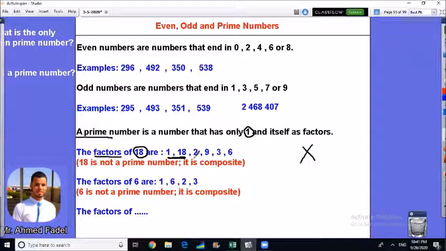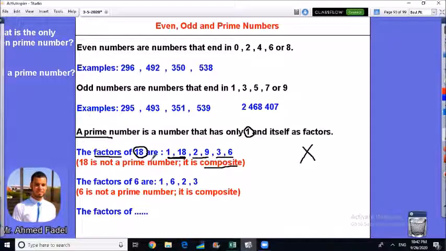And this one just depends on how well you know your times tables. If you know your times tables very well, then you know that 2 multiplied by 9, so 2, comma, 9. So here we have other two factors. We have 1 and 18, we have 2 and 9, we also have 3 and 6. I don't need to list them all to know if 18 is prime or composite. This is the opposite of prime.